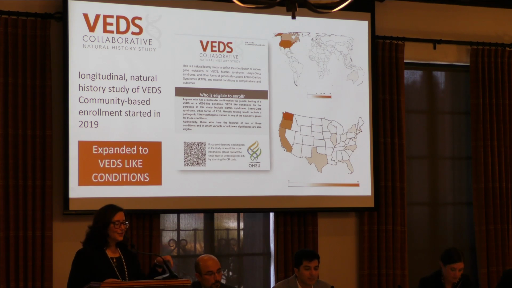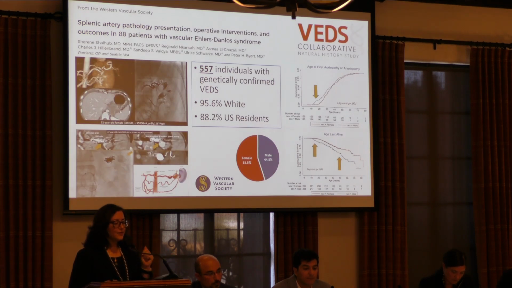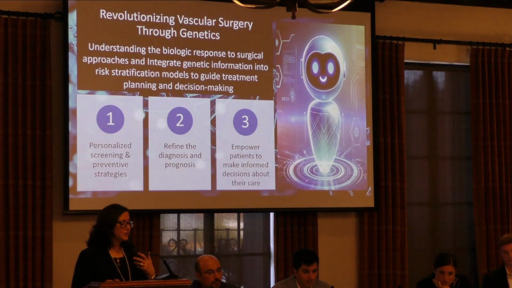You can see the majority of the population is from the West Coast, but we have some people from around the country as well. This is an example of a paper that came out talking specifically about the vascular pathology in a vascular bed and how to manage it. I wanted to highlight that box in the middle. You can see that we have 557 individuals with vascular EDS, which is a very large cohort for that particular disease. But look at the racial distribution: 95.6% are Caucasian or of Northern European descent. So that tells us, again, that we're not testing and not recognizing the disease in that population.